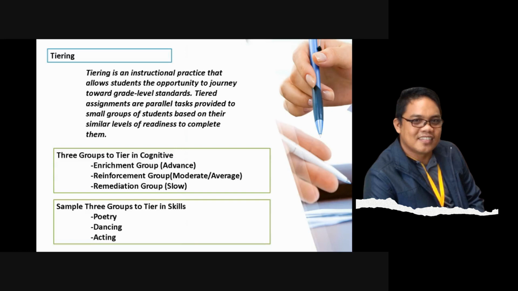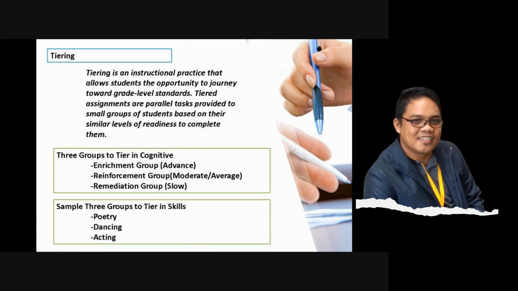Just like in leveling the standards or the skills of your learners, we have cognitive and skills. Under this cognitive, you have 3 groups: the advanced, the moderate, and the slow. Hindi kailangan na ang activities mo ay pareha sa advanced and pareha lang sa slow. Kasi ang nangyari dito is, it may be too boring for advanced learners and too hard for slow learners.